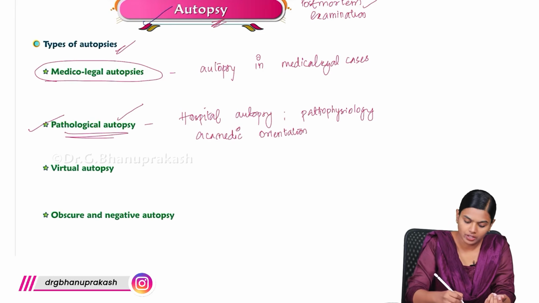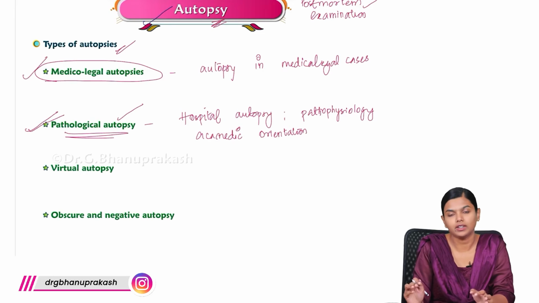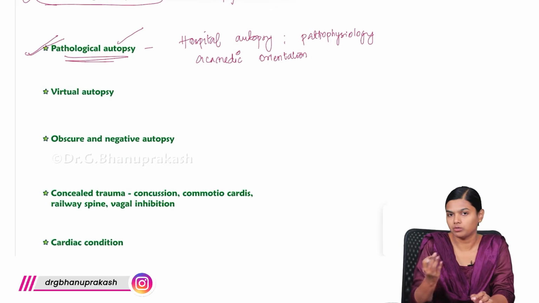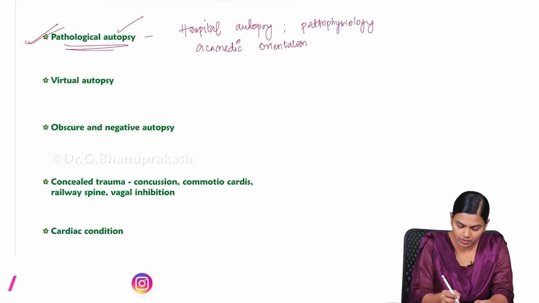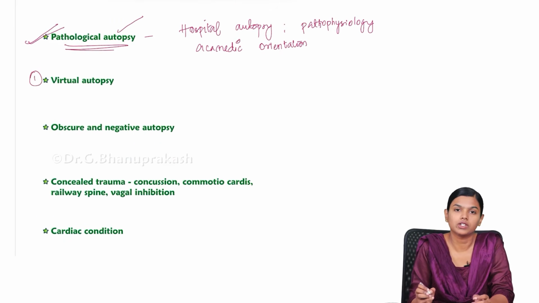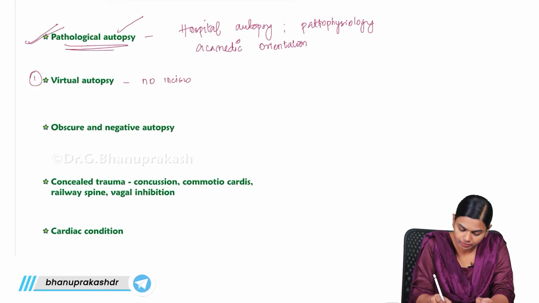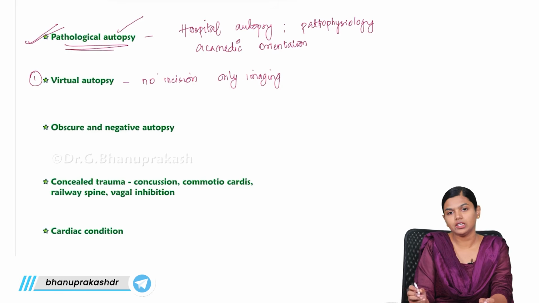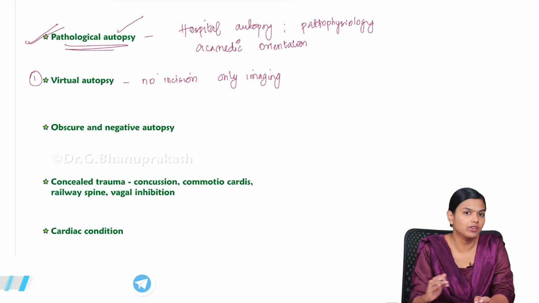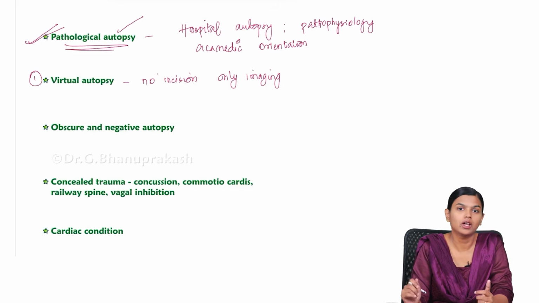So, these are the main chunks of autopsy that are normally done. Apart from that, you have a few different types of autopsy. The first one is virtual autopsy. Virtual autopsy means there will be no incision, only imaging. You will be using all sorts of imaging techniques, CT, ultrasound, X-rays, to do the autopsy.